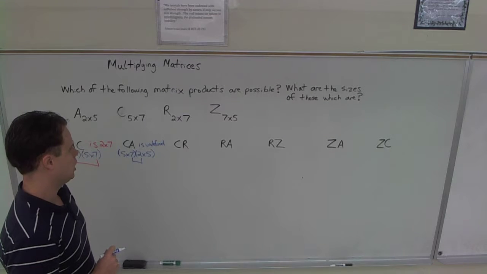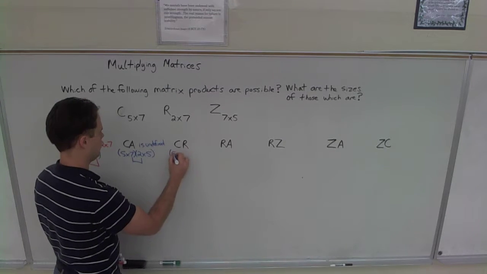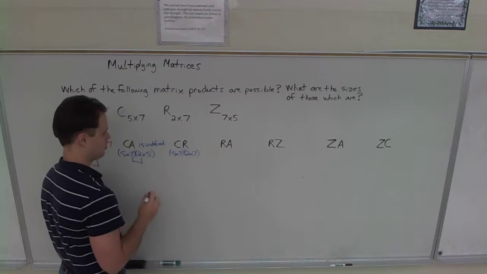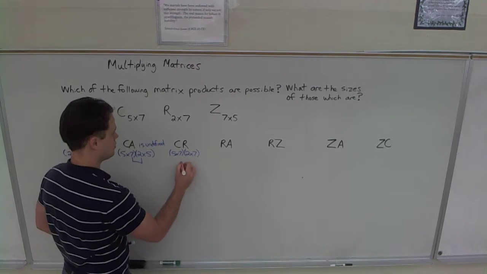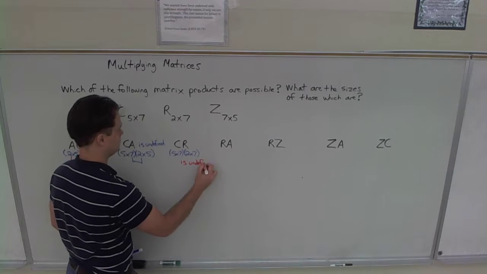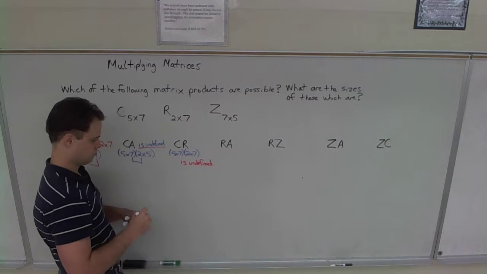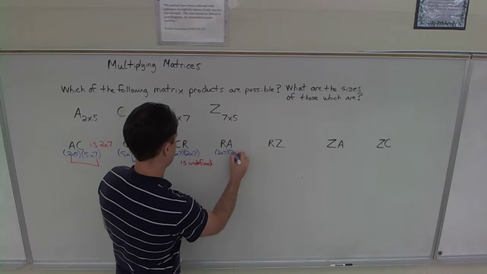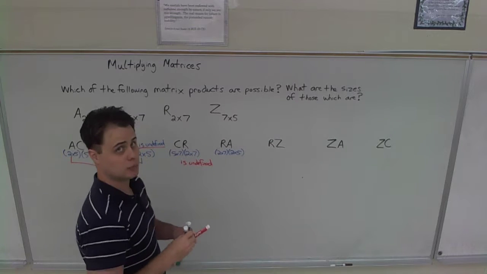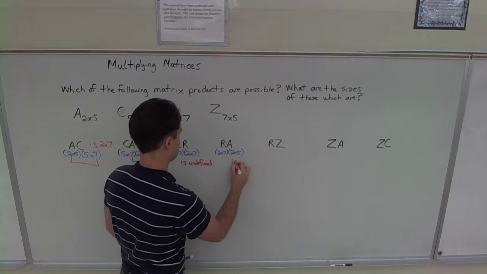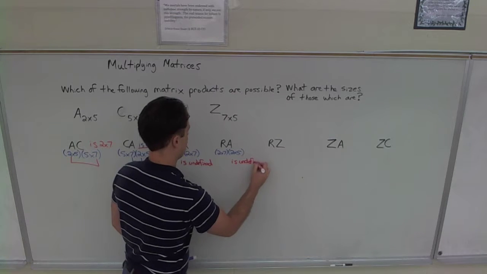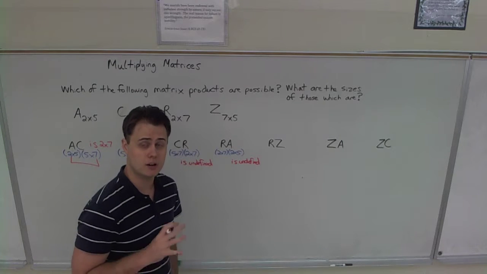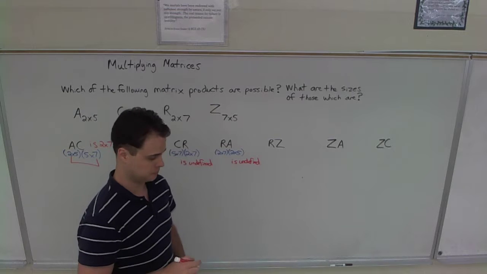Alright, CR. Well, let's follow my dice again. So we're going to go 5 by 7. And R is a 2 by 7. Again, the inner dimensions don't match. So this guy is also undefined. RA. Let's see, it's a 2 by 7. A is a 2 by 5. Again, the inner dimensions don't match, so the product is undefined. At this point, I'd encourage you to pause the video and try those other three possible products out, see if they're defined and what size the product is.